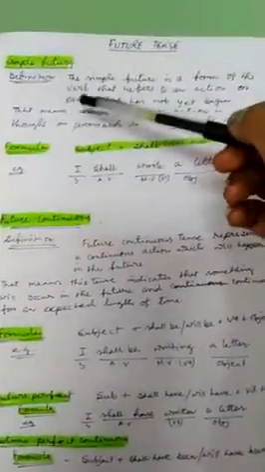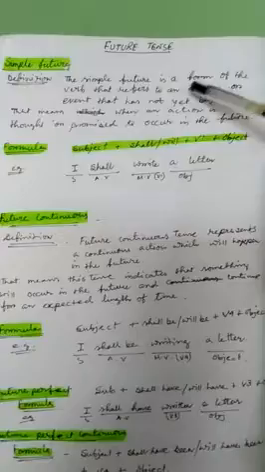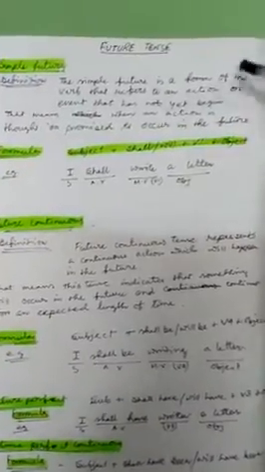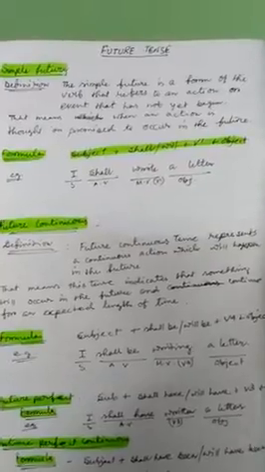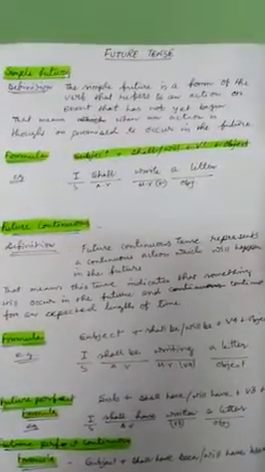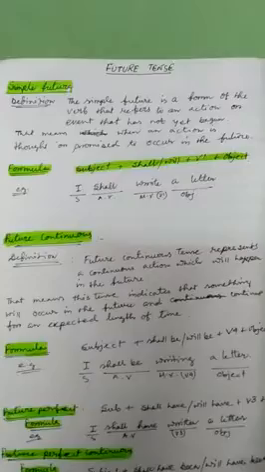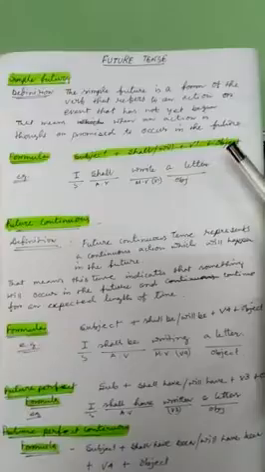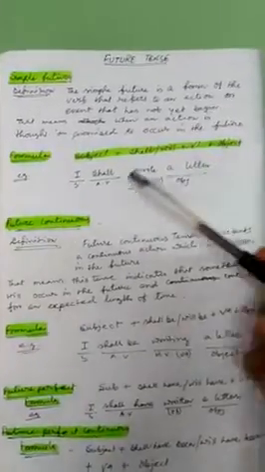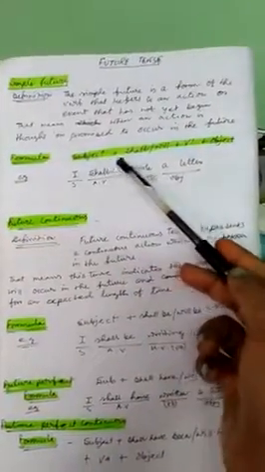So simple future's definition is: the simple future is a form of the verb that refers to an action or event that has not yet begun. That means when an action is thought or promised to occur in the future. It means it has not been done yet, but it will be done or it will be occurring in future time. The formula of it is subject, then shall or will.